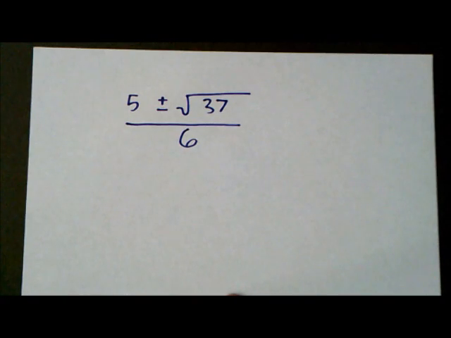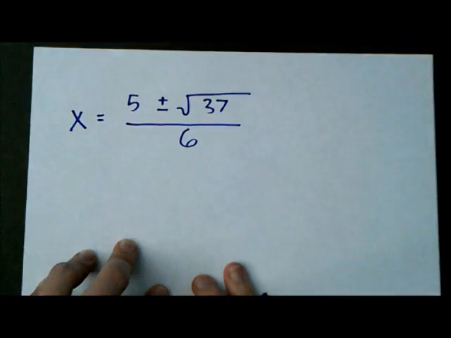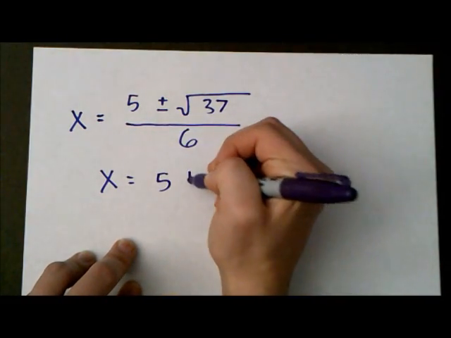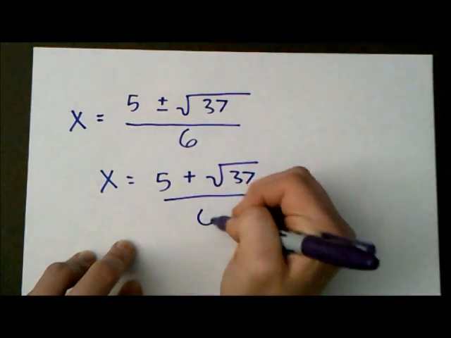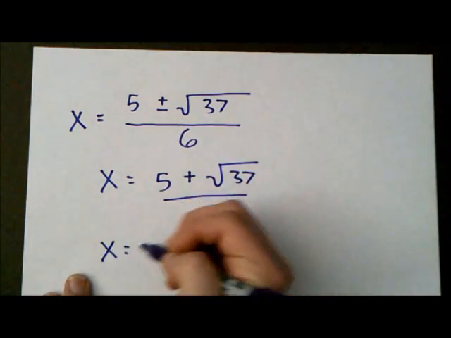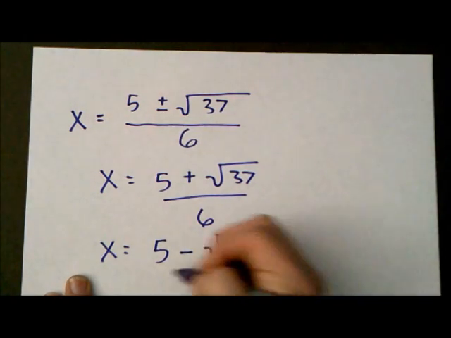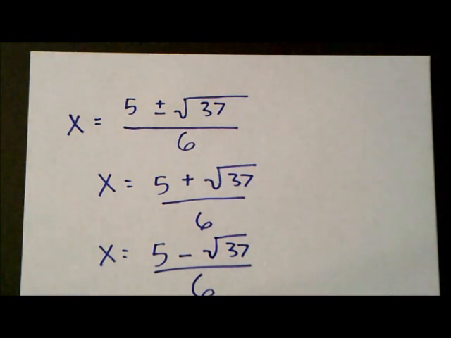So we know that x equals 5 plus the square root of 37 over 6, and x equals 5 minus the square root of 37 over 6.